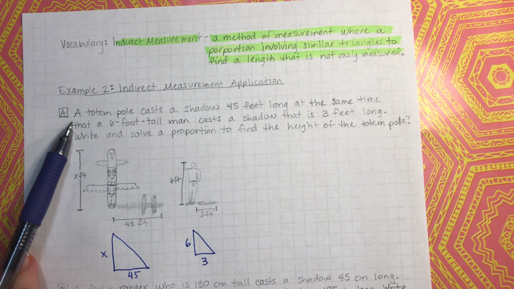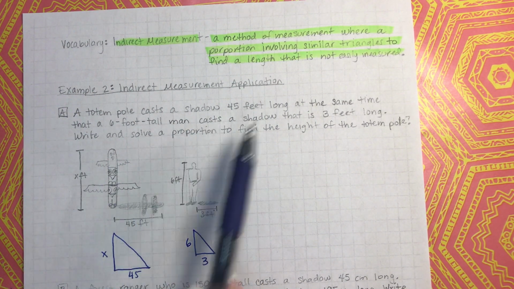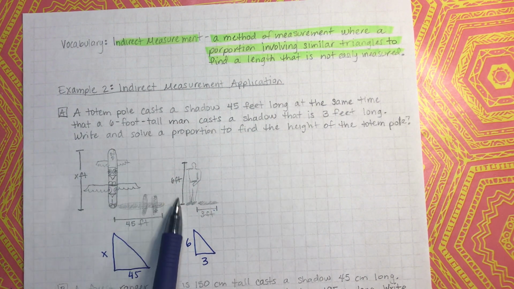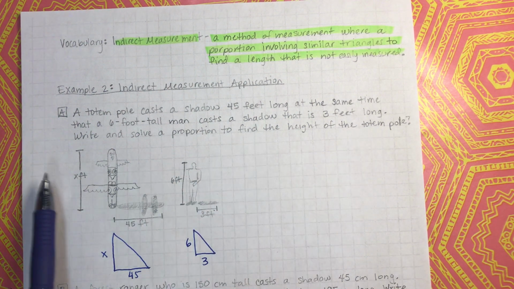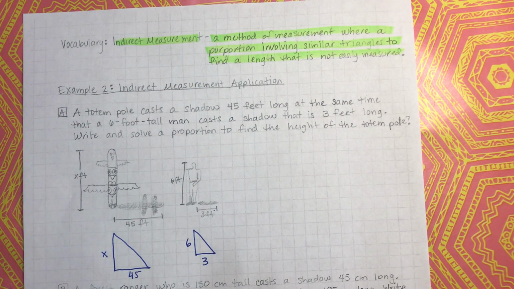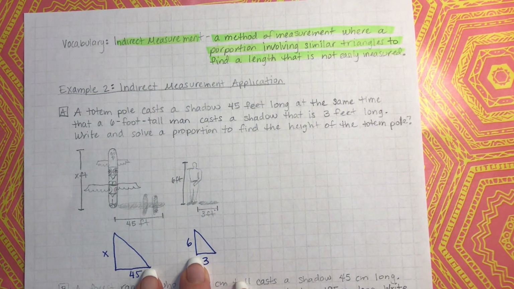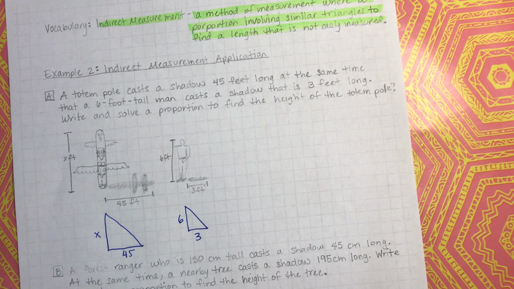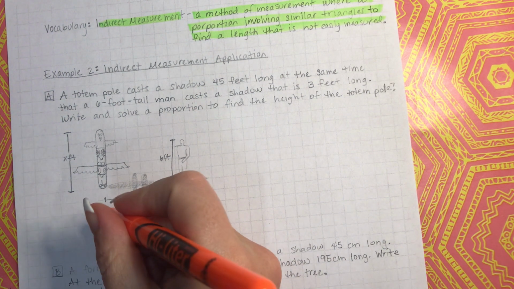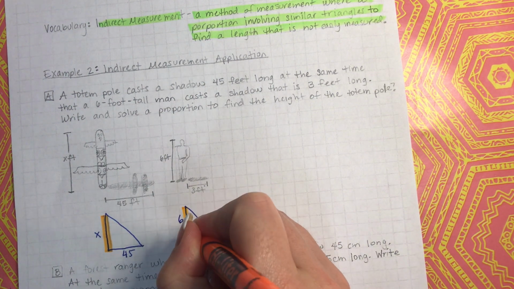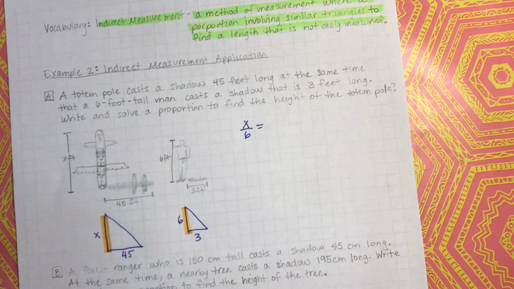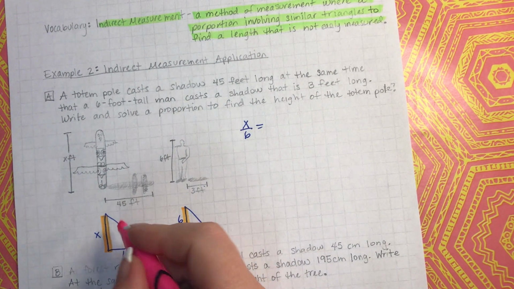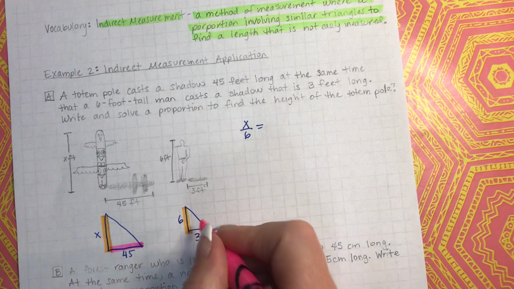It says a totem pole casts a shadow that is 45 feet long at the same time that a 6-foot tall man casts a shadow that is 3 feet long. Write and solve a proportion to find the height of the totem pole. We have similar triangles here, so we need to figure out what the corresponding sides are. I would say the first corresponding side is right here with X and 6. So we're going to go X over 6 is equal to the other set of corresponding sides, which would be 45 over 3.